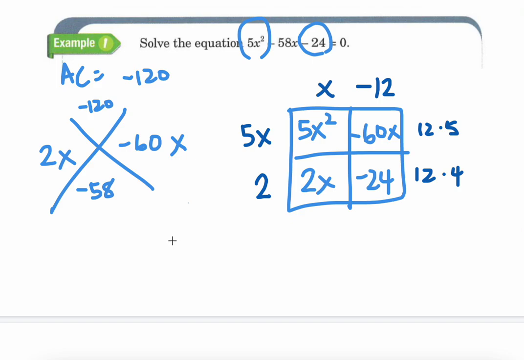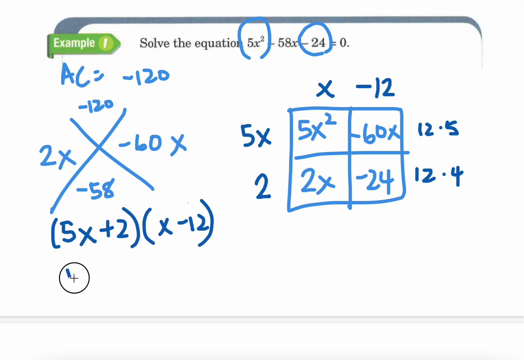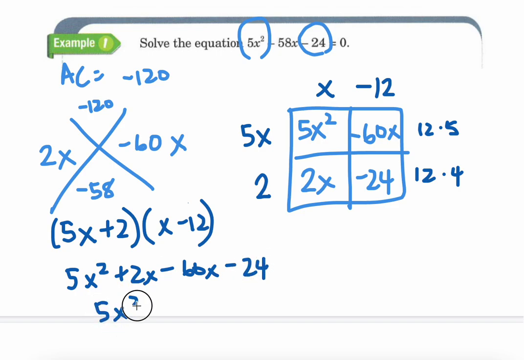And that's it. So let me go ahead and just check this really quick. 5x plus 2, and then x minus 12. Does that work? Let's see, 5x squared plus 2x, and then this is minus 60x minus 24 is 5x squared minus 58x minus 24. Yeah, it does work.